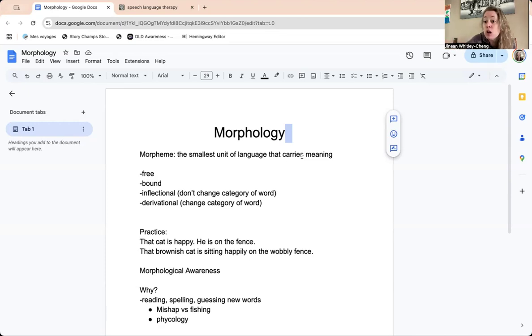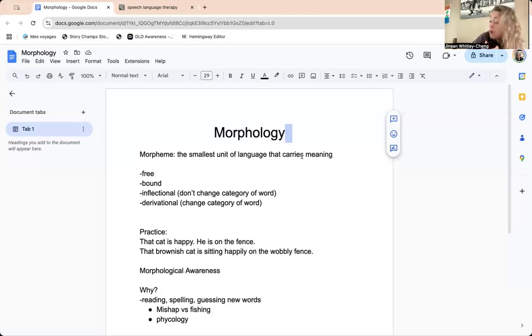If I said big, and then I added on the bound morpheme er, I have the free morpheme big, the bound morpheme er, and I get bigger. That changes the meaning of that word, right? So we have inflectional morphemes. These are morphemes that don't change the category of the word. So whale to whales, it's still a noun, right?